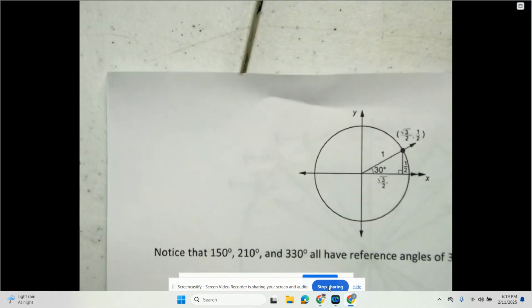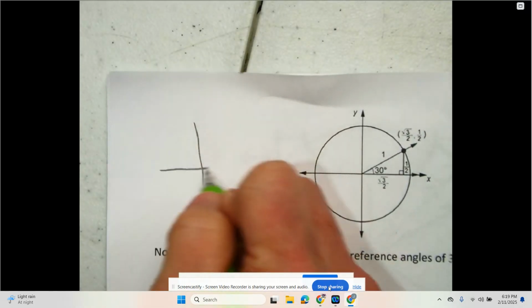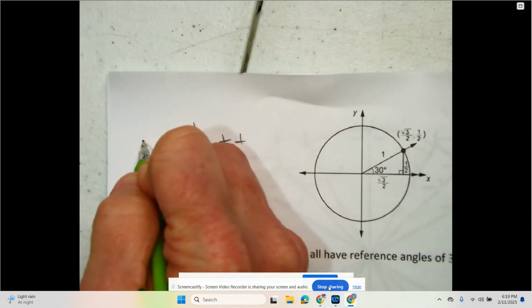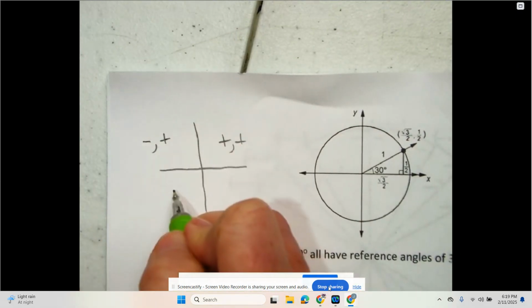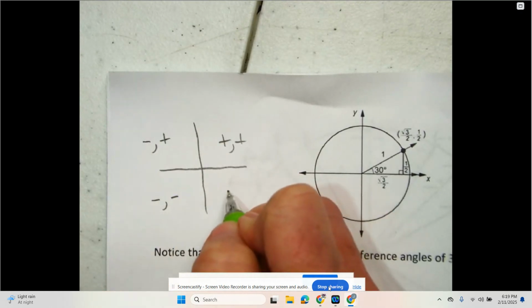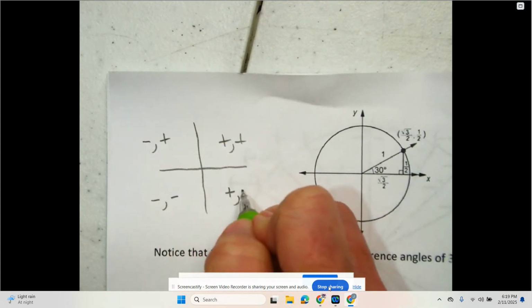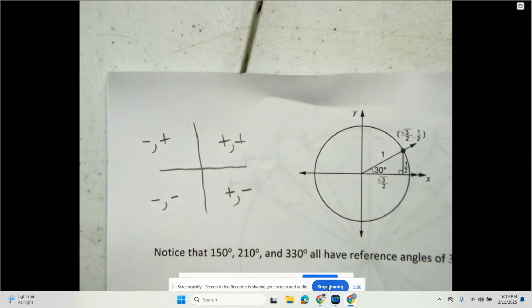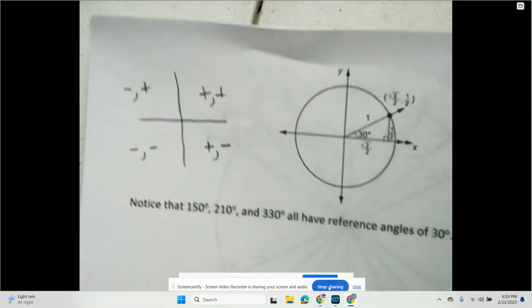So if you want to come up here real quick, and let's just review. In quadrant 1, they're both positive. In quadrant 2, it's negative, positive. In quadrant 3, negative, negative. And in quadrant 4, the x value is positive and the y value is negative. So that's the only difference between the coordinates is the signs.